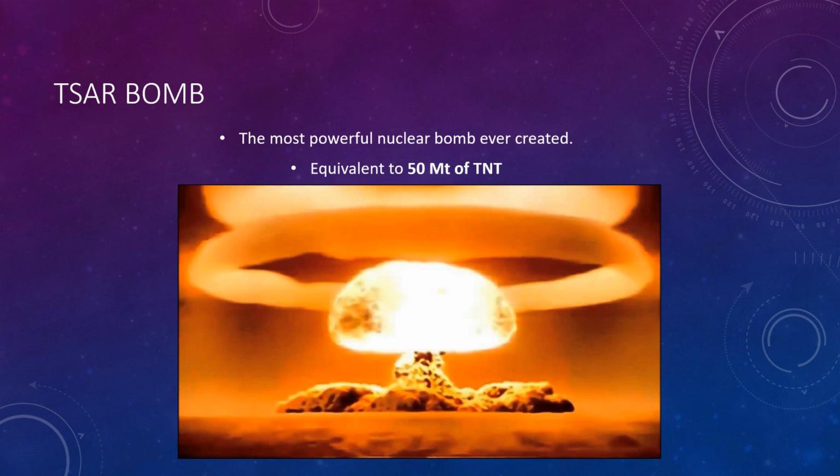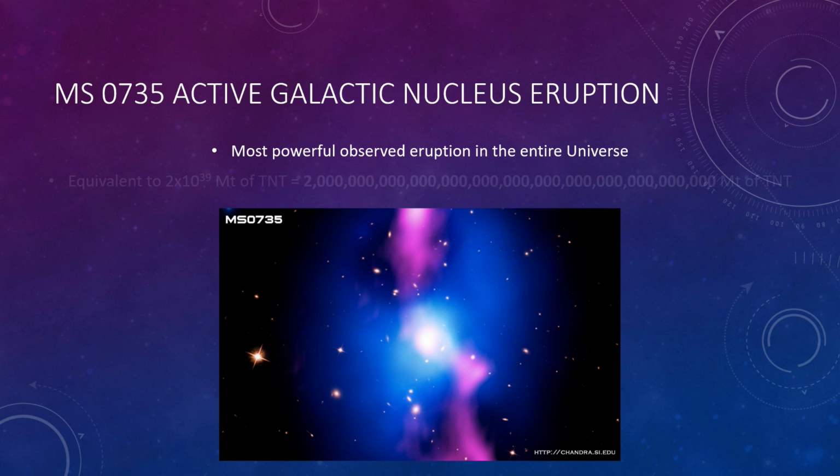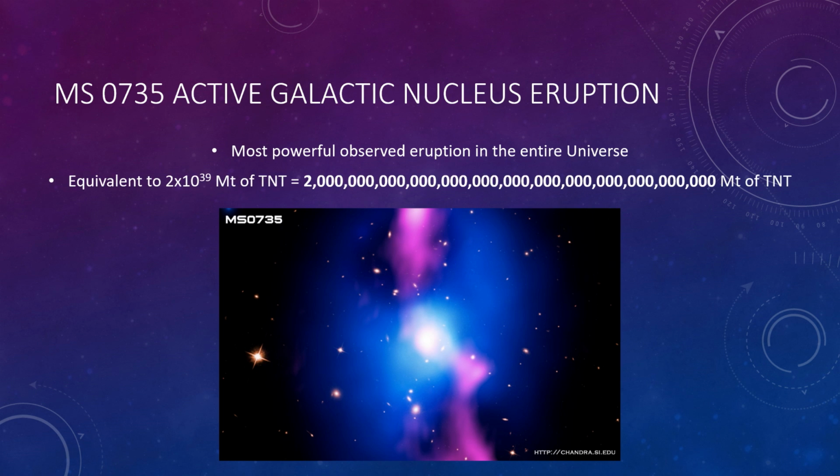But that's nothing. Here we have an image of MS0735. It is an active galactic nucleus eruption. Now, what is that? Well, we'll talk about that in a moment. But this is an image of the most powerful eruption that's ever been observed in the entire universe. You thought the Tsar bomb was crazy? That with its 50 megatons of TNT?